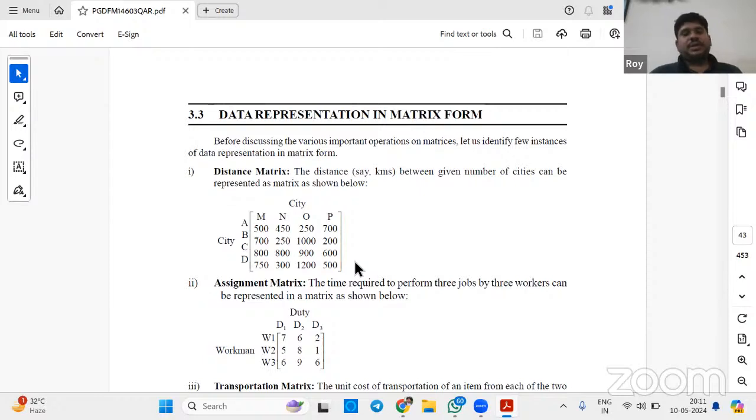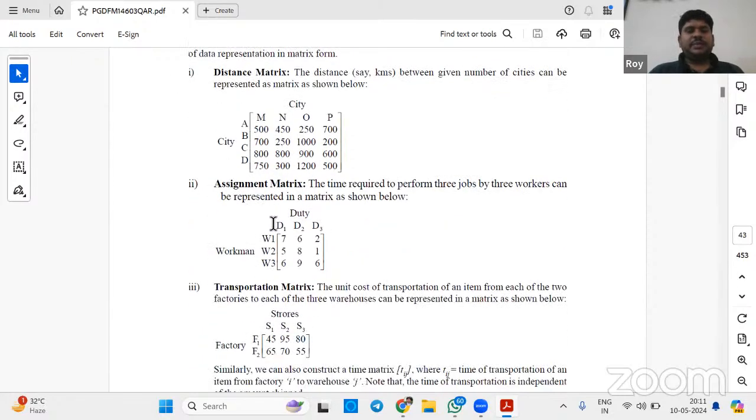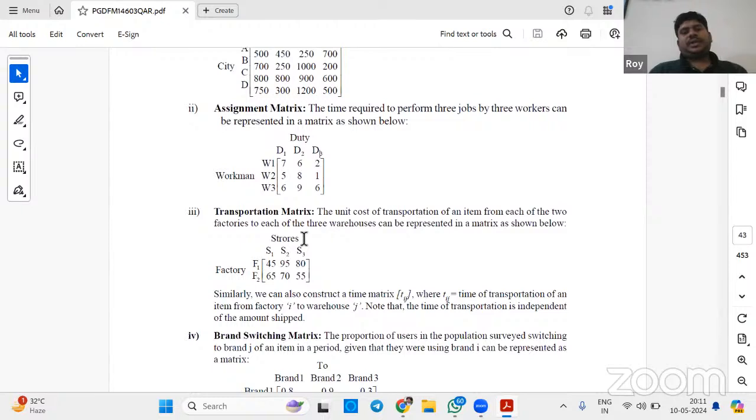Now sometimes there is this kind of city distance we are asking. Sometimes it will be duty and workman, the time required to perform three jobs. Three workers are there, three duties are there. If the W1 workman wants to complete the D2 job, how much time will it take? 6, right? This one, 6.